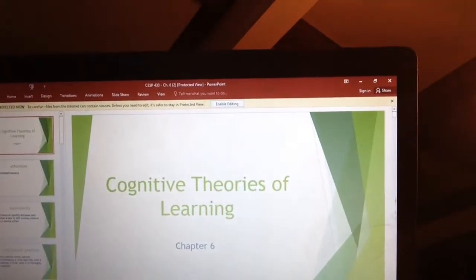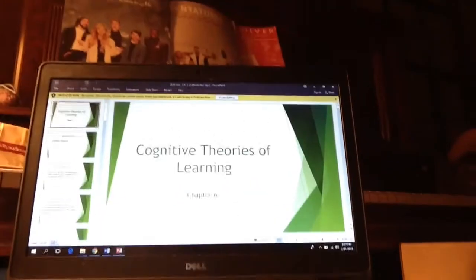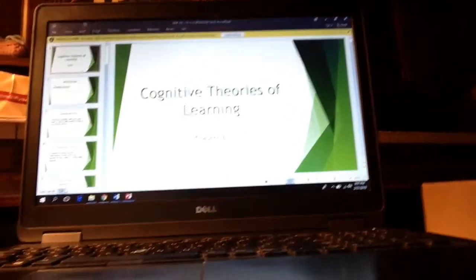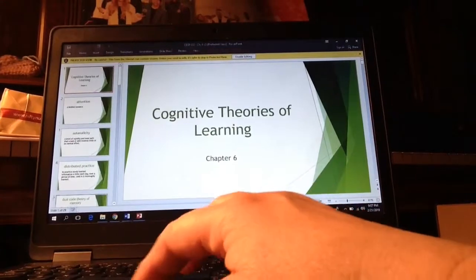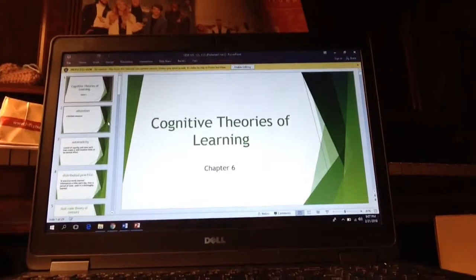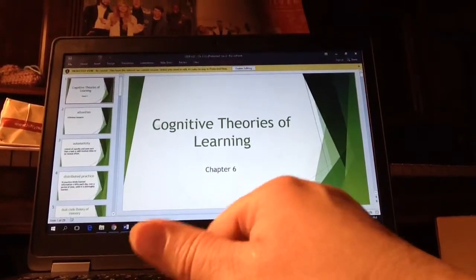So the cognitive theories of learning, right here, and I am just going to hold this differently so you can see it a little easier. In fact, I'm going to switch this stuff around, so don't get too sick on me. Hold on. All right, hopefully you can see that pretty good there, and I'm trying to use the laptop and my iPad, so you'll have to forgive me here. I'm doing this on my own again. But let me get this started.